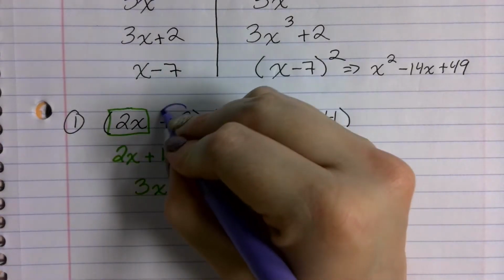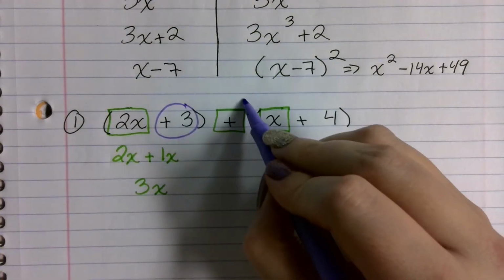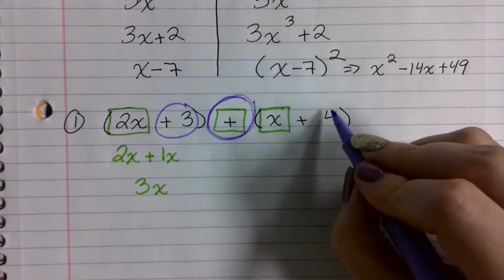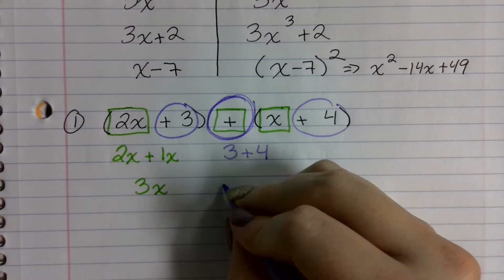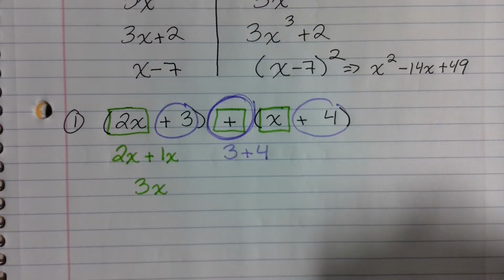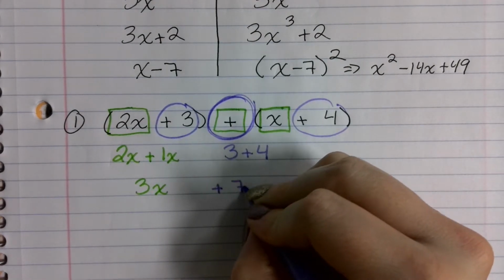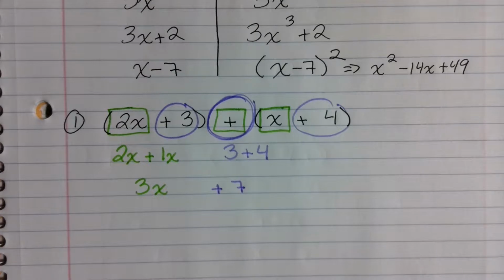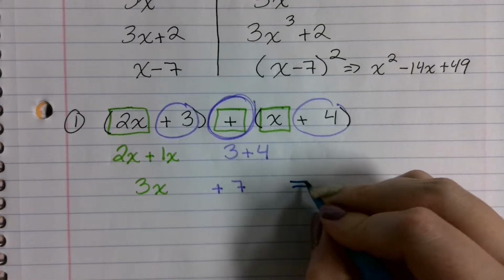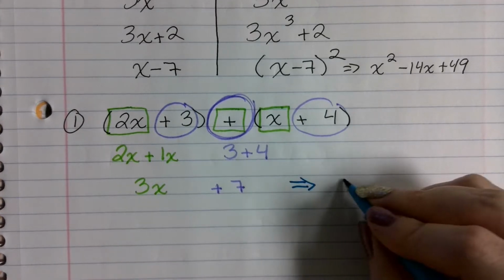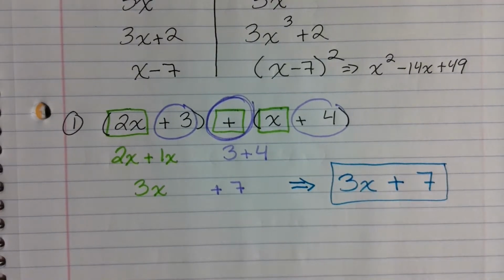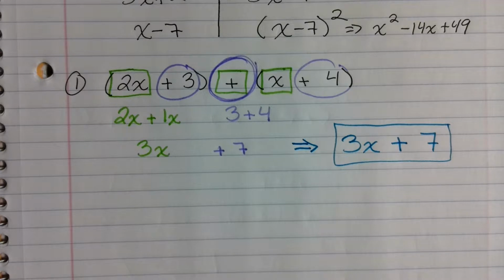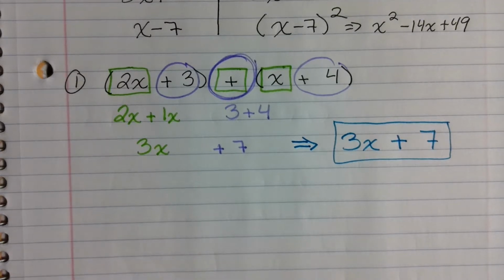Then we have a positive 3. Again, we are adding a positive 4. So now we've got 3 plus 4. What is that going to give me? Tell me the sign. Positive. Positive 7. I want you to state if it's positive or negative so that you know what operation you're going to put with your answer. Because it was a positive 7, our answer is 3x plus 7. And that's it. That is our final answer. So again, all you're doing is going from one component and either adding or subtracting with another component.